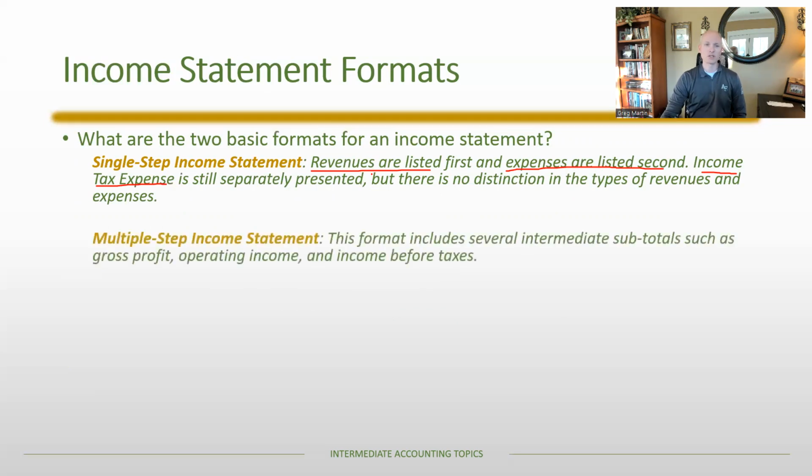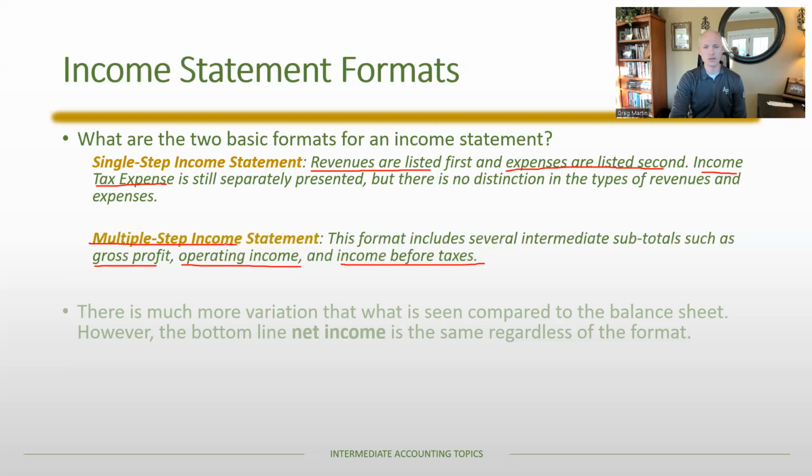Whereas the second one is called a multiple step income statement, where you're going to get these intermediate subtotals. And those intermediate subtotals are gross profit, operating income, income before taxes, and then net income. And so there are these distinct steps, again, multiple steps in the income statement. And so, in this class, you're going to be responsible for producing a multiple step income statement, just so we're clear. I assumed you probably knew that, but you need to make sure you're able to do that.